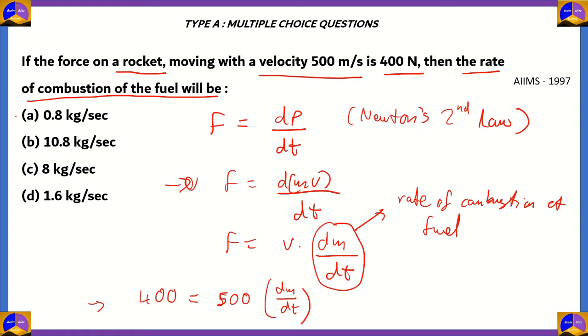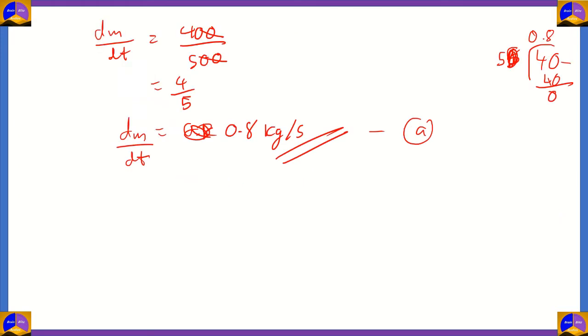So among the following, option A is the correct option, and we used Newton's second law in order to solve this question. The condition being that we use dm by dt instead of dv by dt, because in a rocket the velocity is constant and the fuel is consumed as we move further towards the atmosphere.